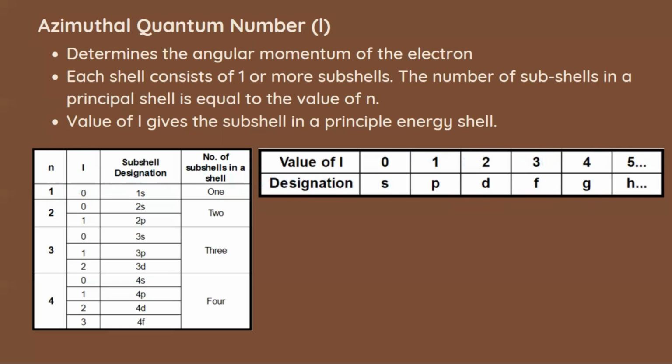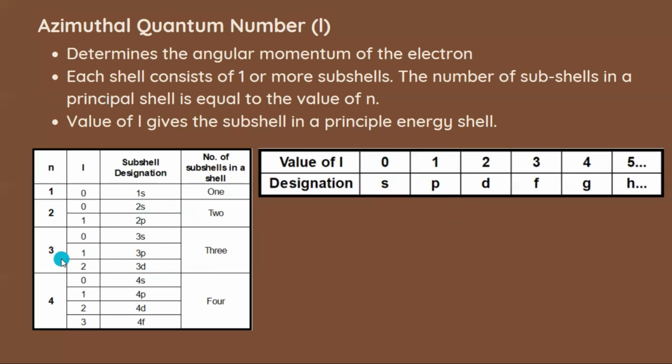So for n equals 1, l will be equal to 0. When l is 0, it is denoted as s, and the principal quantum number is 1, so 1s. The number of subshells is only 1 in this shell. For n equals 2, it can have two values, that is 0 and 1. As we saw, 0 is s, 1 is p, and the principal quantum number is 2. So it has two subshells, that is 2s and 2p.